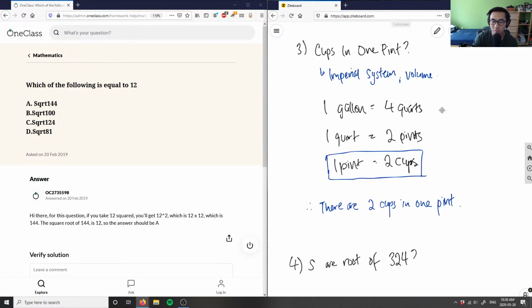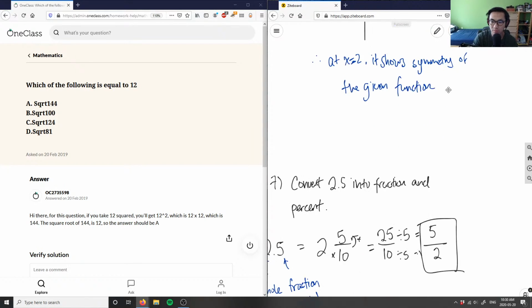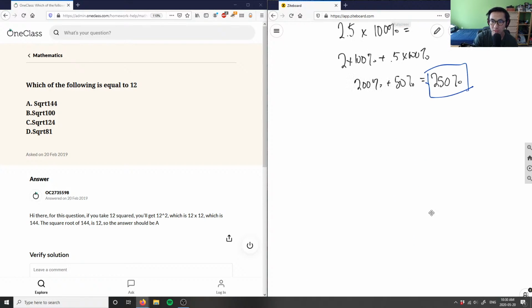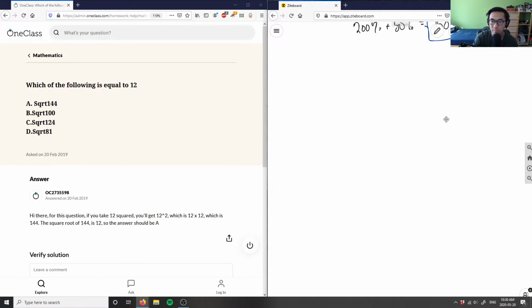Okay, so that was 3. I guess that's also question 8 as well. So that was question 8. So I guess this is now question 9. So 8 was just a repeat of 3. 9 here is asking us which of the following is equal to 12.